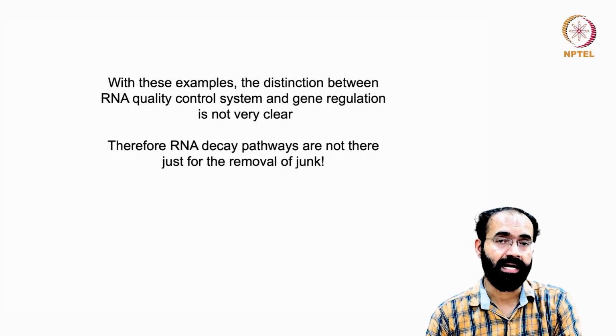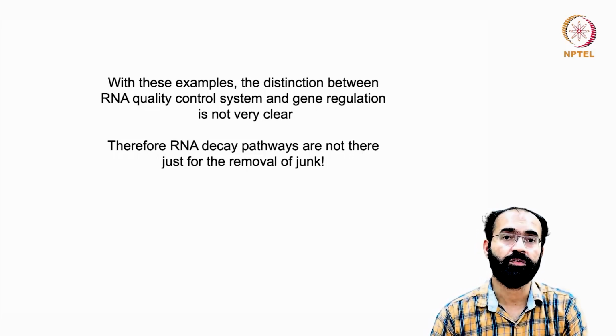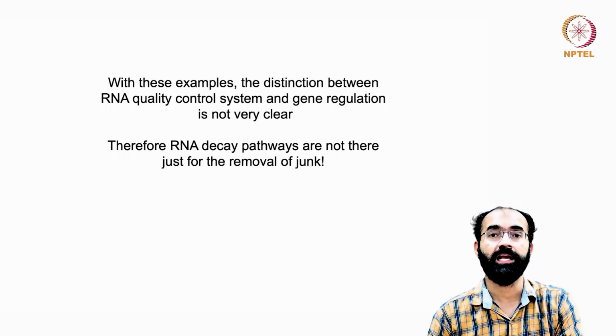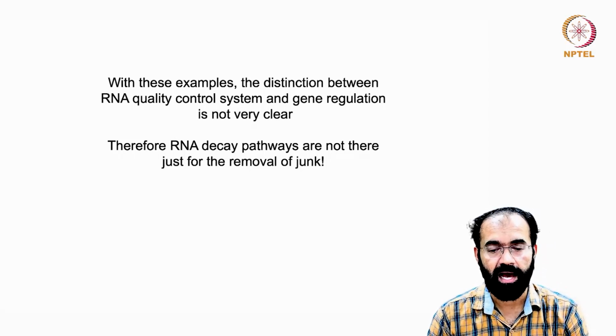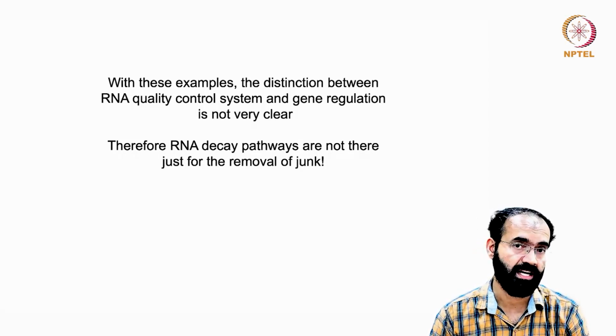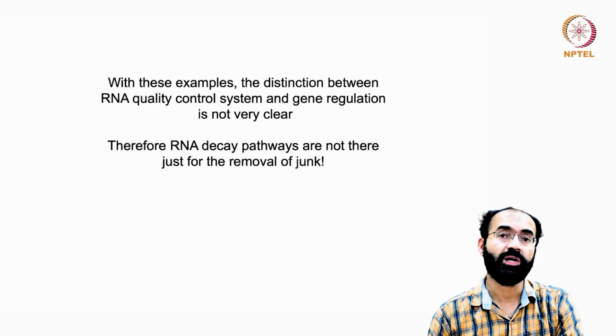So unless you know your enemy, you cannot say whether you won over your enemy. In the same way, unless you know how many species of RNA there are, there is no point in discussing the stability of that unknown RNA. All we know is that it is there. It's quite elusive, the different types of RNA. Therefore, RNA decay pathways are not there just for the removal of junk alone, because RNA decay pathways often produce lots of tiny fragments. Each of these fragments may have a biological function.